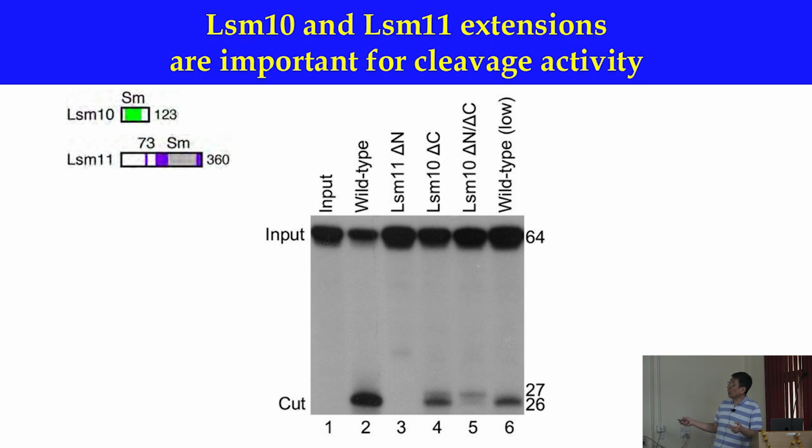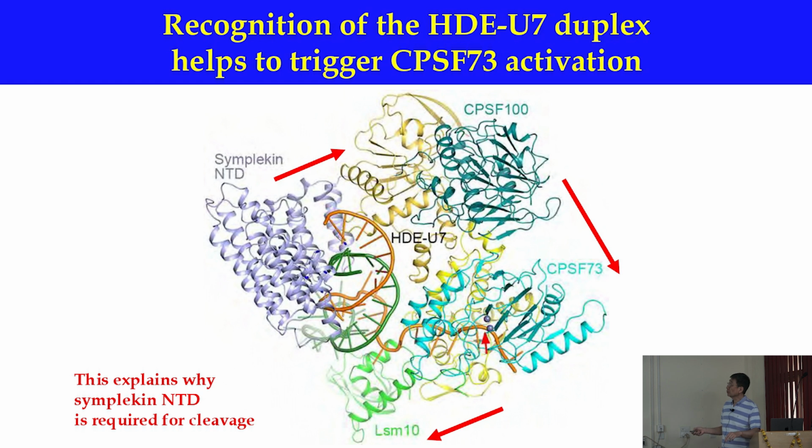That insight came only from the structural analysis. So as I showed you in the movie already, the NTD of Symplekin helps recognize the duplex. So the idea is that Symplekin NTD comes in, recognizes the duplex, pushing against CPSF100, which in turn pushes against CPSF73, which again pushes against Lsm10. That's how the thing opens up. So that's our model. This will then explain why the NTD of Symplekin is required for the cleavage reaction, because without it, you don't start the triggering of the process.